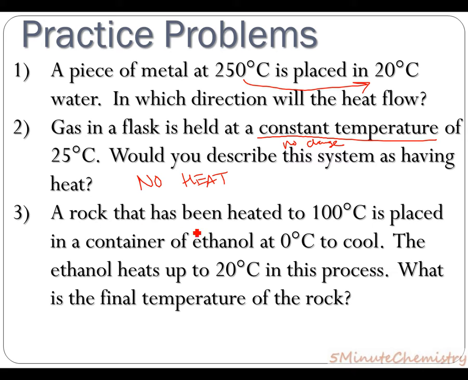Number 3, a rock that has been heated to 100 Celsius is placed in a container of ethanol at 0 degrees Celsius to cool. The ethanol heats up to 20 Celsius in the process. What is the final temperature of the rock? We need to think this through. Rock is heated to 100 Celsius. That is T1 for the rock. It's placed in a container of ethanol at 0 degrees Celsius to cool. This is T1 of ethanol. The ethanol heats to 20 degrees C, so this is T2 of ethanol.